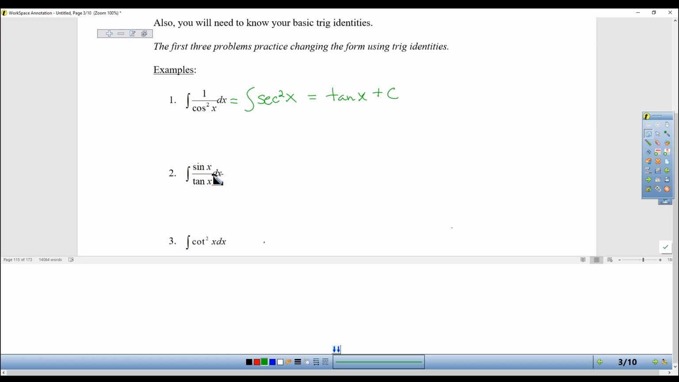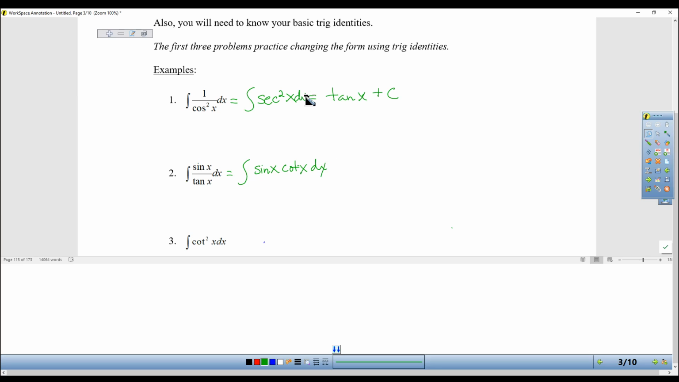On this next one, I have sine over tangent. Again, there's no quotient rule, so I'm going to have to do a little changing here. I keep my integral sign because I haven't actually integrated. I'm just trying to change the form. I'm going to bring it to the top and make it cotangent.